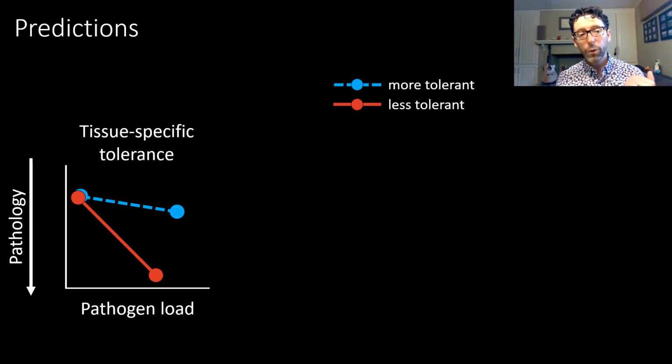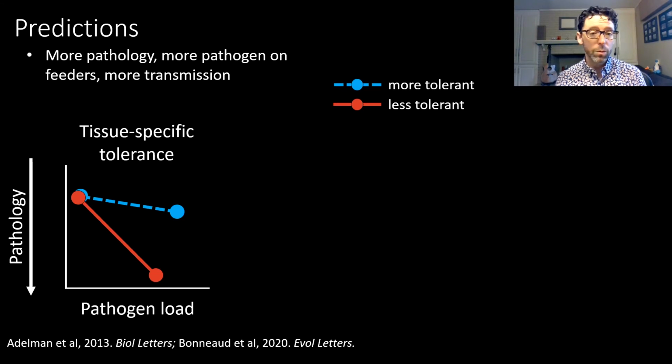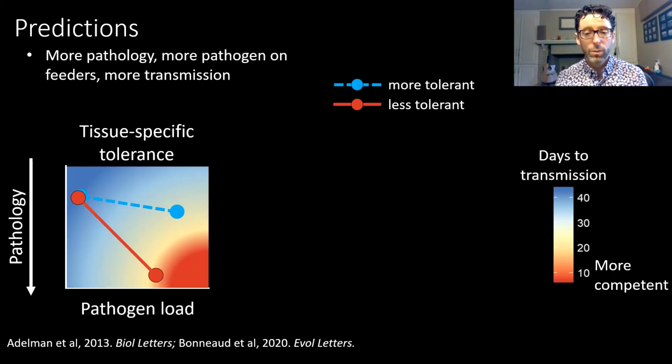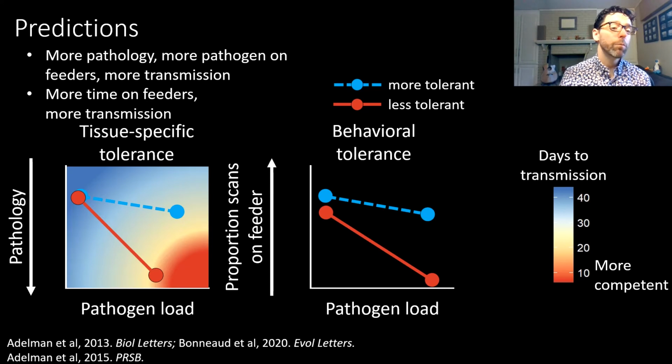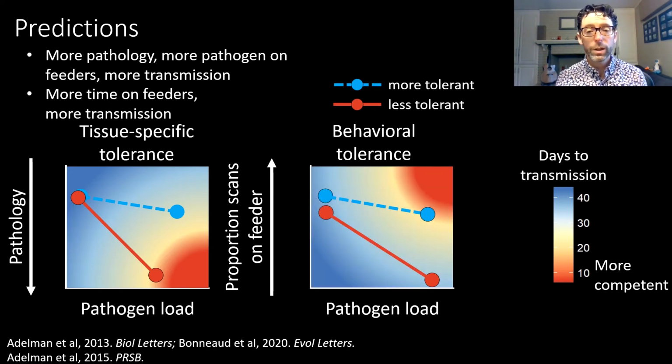So what do we predict? Well, from prior work, we know that with more pathology, there's more pathogen that gets onto feeders, and there's more transmission. Feeders serve as important transmission hubs in this system. So with tissue-specific tolerance, we thought that the least tolerant animals would be the most competent. They would transmit the fastest. Behavioral tolerance, we know that more time on feeders means more transmission.